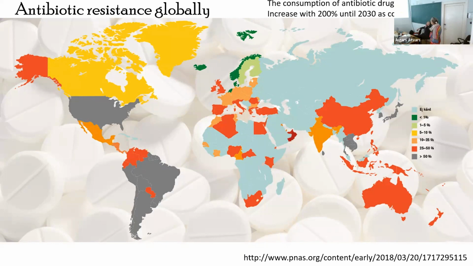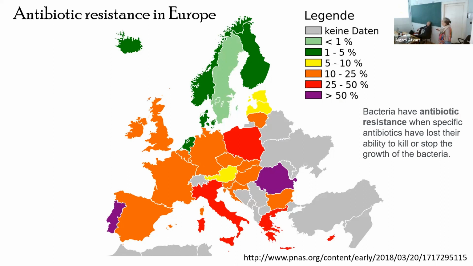And you can see here that up to 50% of the population in different countries are carriers of multi-resistant bacteria. If you look at Europe, you can identify your own country here. So it's quite impressive, the numbers. Only the northern part of Europe has lower numbers of resistance. Bacteria have antibiotic resistance when specific antibiotics lose their capacity to kill the infection.